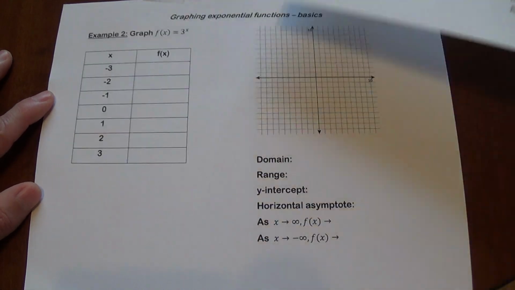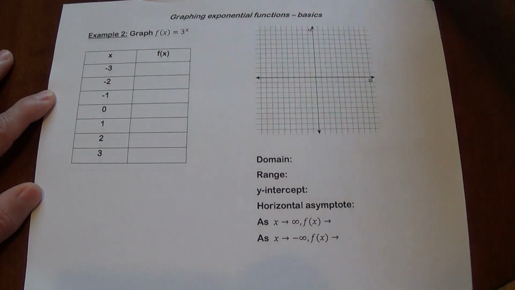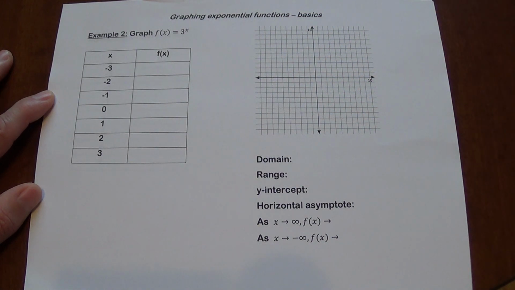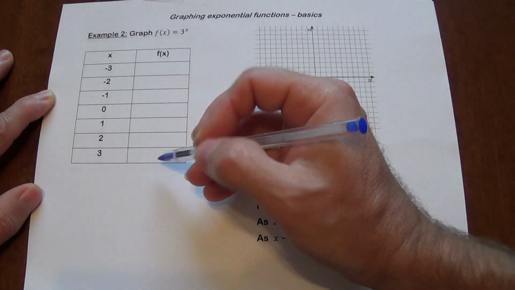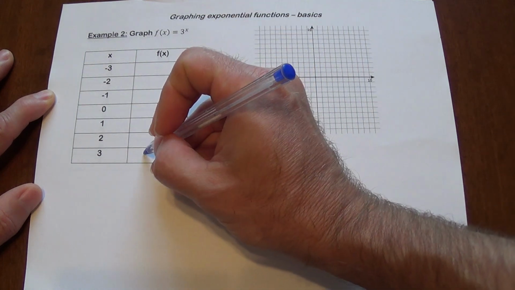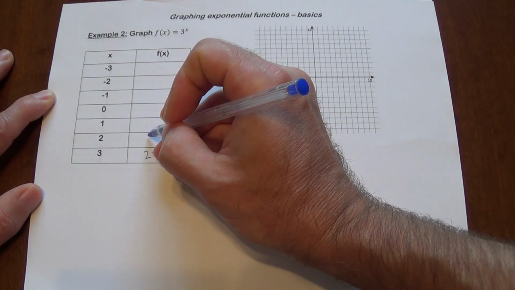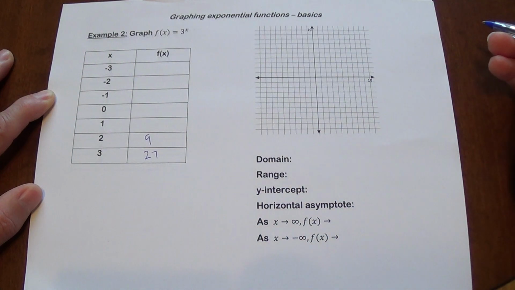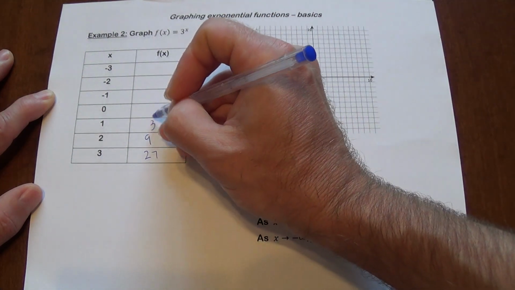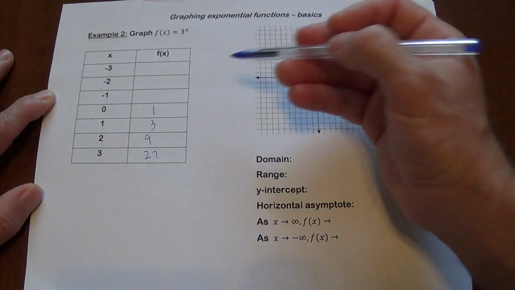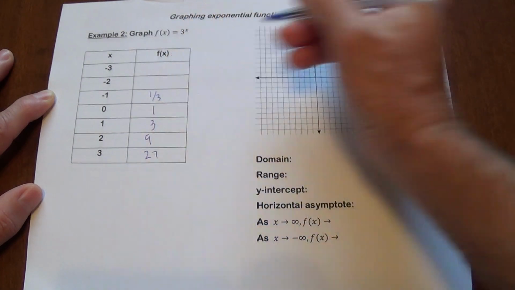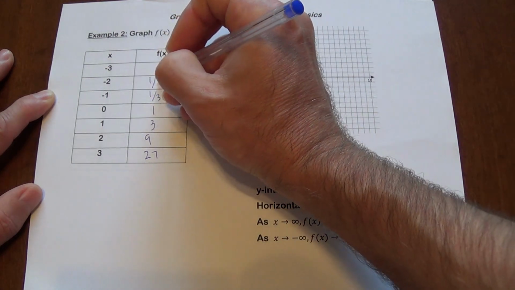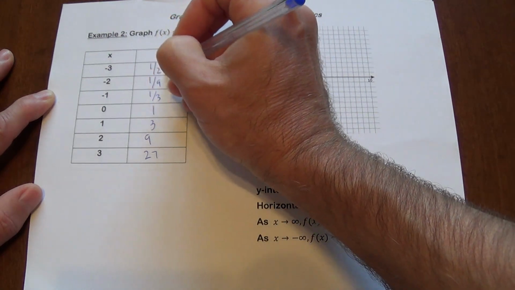Our next example: 3 to the power x. So we're going to do exactly the same process. We have a table of values, same numbers I used before. So let's start here. 3 to the third is 27. 3 squared is 9. 3 to the first is 3. 3 to the power 0 is 1. And here we're going to start getting reciprocals. 3 to the negative first is 1/3. 3 to the negative second is 1/9. And 1/27.